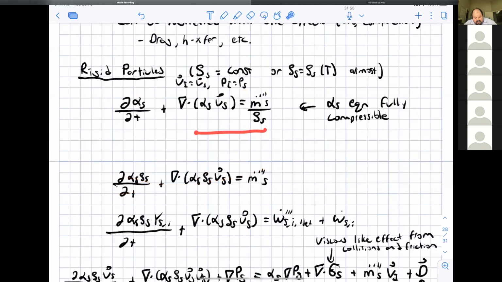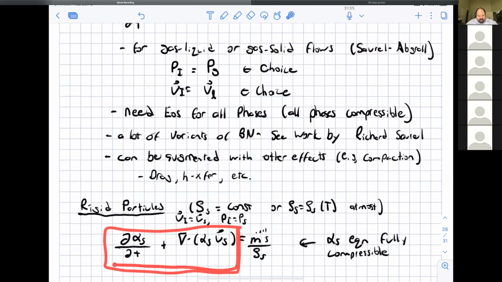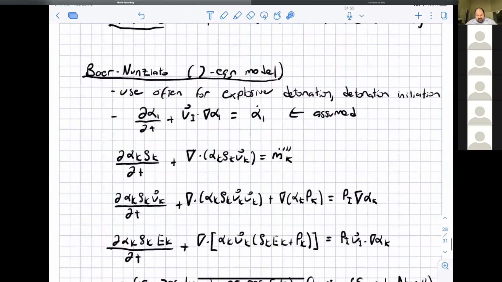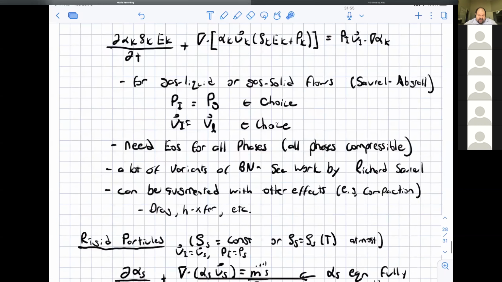Okay, and so the volume fraction equation for this type of model looks like a very subtle difference. Basically, we're solving the incompressible version here and an incompressible scalar advection equation there. But the difference in these two operators has an enormous impact on the flow dynamics. With the BN model, the particle volume fraction is a passive scalar.